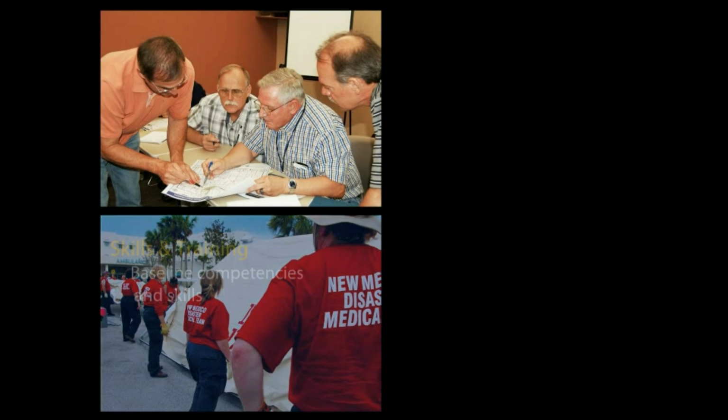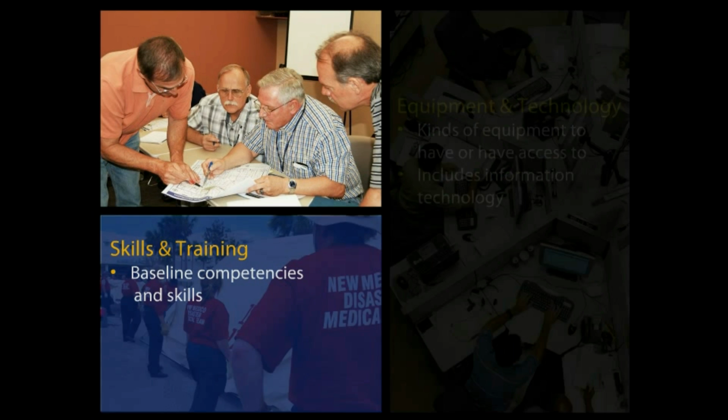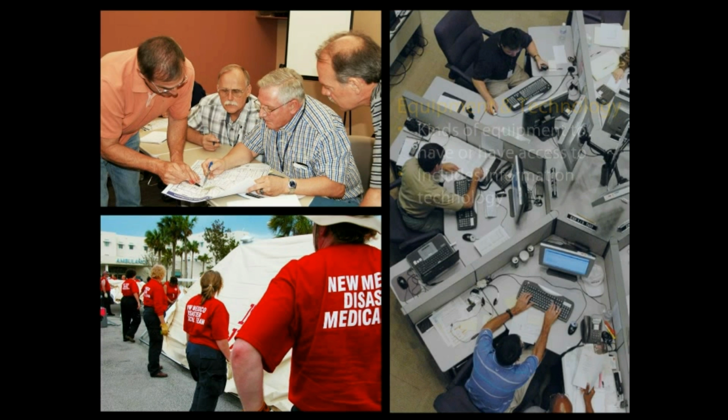Skills and training. These refer to the baseline competencies and skills necessary for personnel and teams to competently deliver a capability. Equipment and technology. These specify what kinds of equipment, including information technology, jurisdictions should have or have access to in order to carry out a capability. Among the resource elements, CDC has designated some as priority resource elements, which should be considered to be the most critical and a minimum standard for state and local preparedness. Jurisdictions are encouraged to consider having the other recommended resource elements in place.